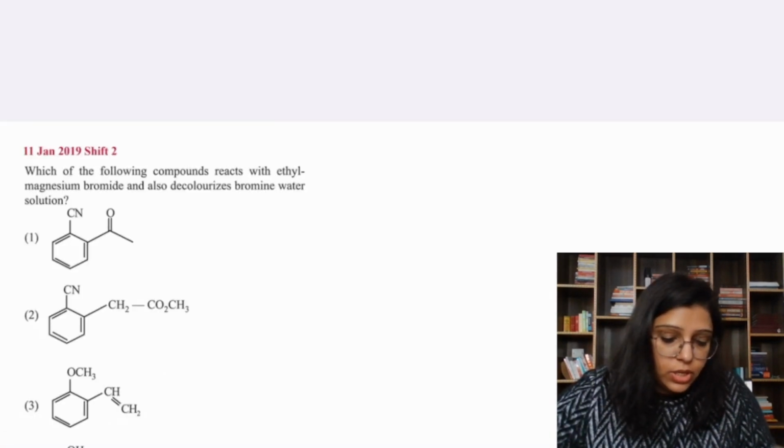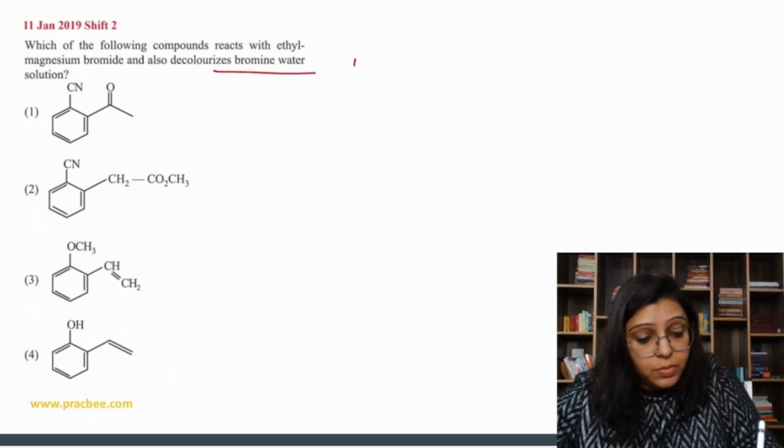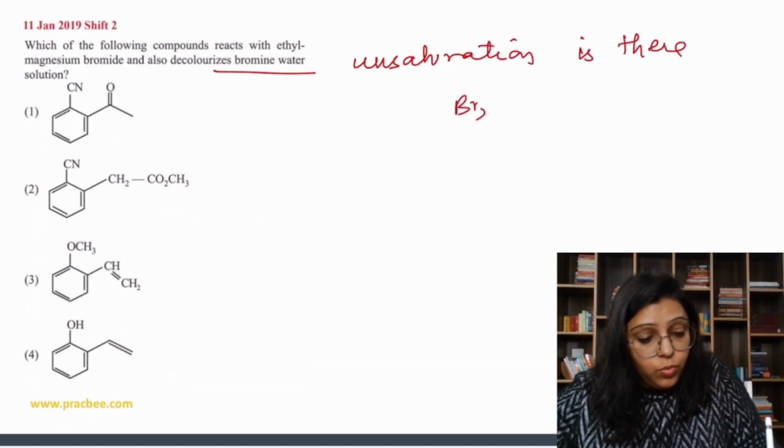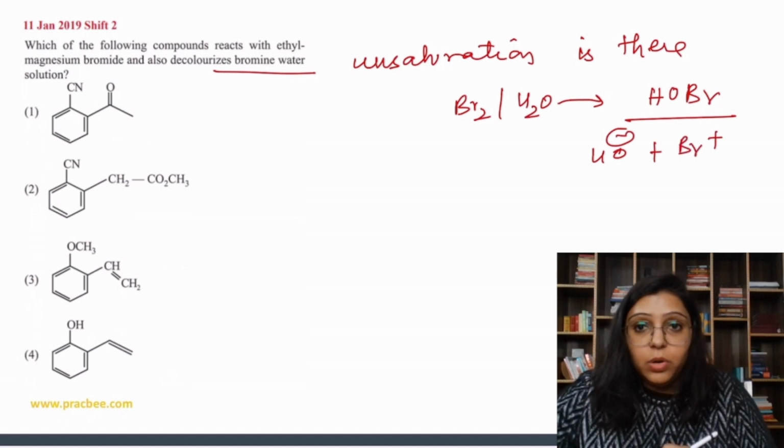Okay. Now next question. Which of the following reacts with ethyl magnesium bromide and also decolorized bromine water? Decolorized bromine water means unsaturation is there. Br2 with water gives HOBr, already discussed this in hydrocarbons. So we get OH minus and Br positive. So we should be having double bond.